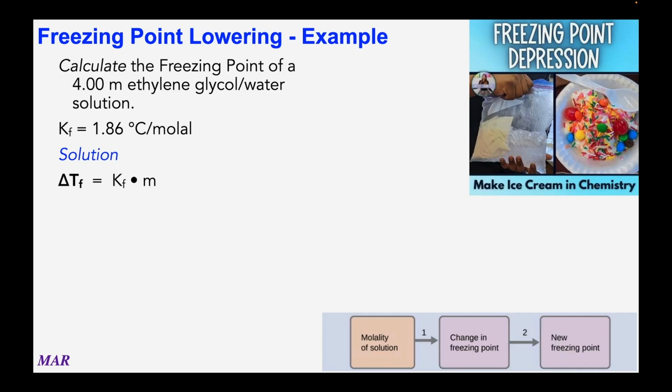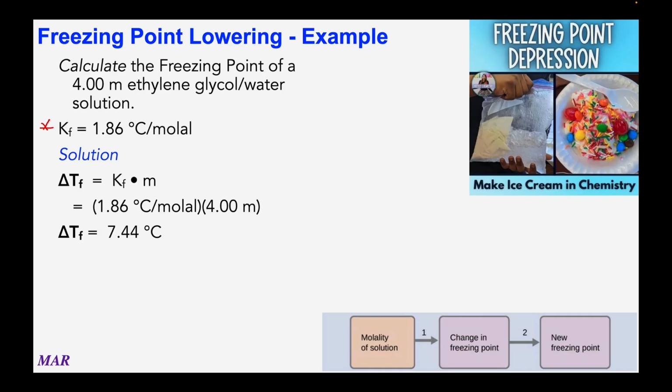It's going to be another delta T equals K times m. We will use a different K value. Freezing point constants are different than boiling point, so this would be something you'd look up. I highly recommend that you let your delta T be a positive number all the time. So let's figure out the freezing point of our 4.00 molal ethylene glycol water solution we've been using so far. No problem. Delta T equals K times m. It's that weird freezing point constant times 4.00 molal. The delta T is 7.44 degrees Celsius.